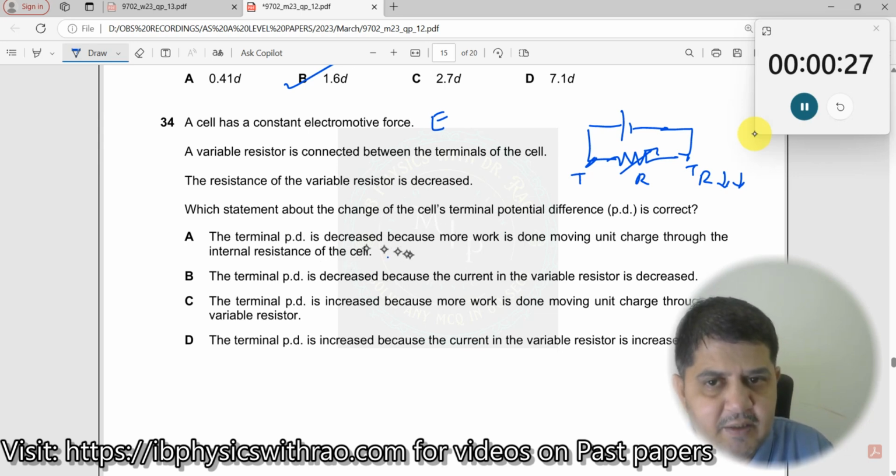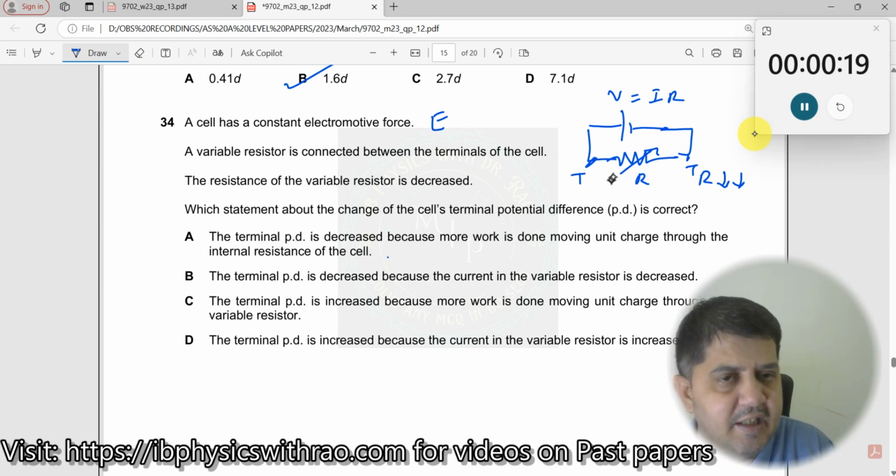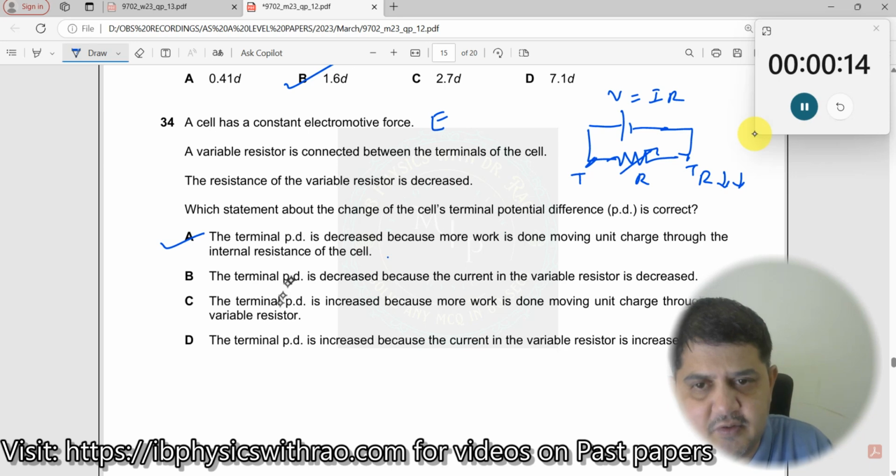Let us keep it, but definitely terminal potential is decreasing because V is equal to I into R over here. So as a result of it, when R is decreased, definitely V should also decrease. So this could be part of the answer. Let us see this one also. Terminal potential is decreased. So this is also decreased, also correct, because the current in the variable resistor decreases.